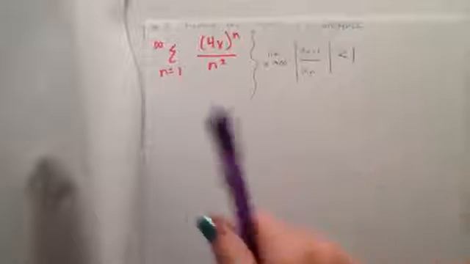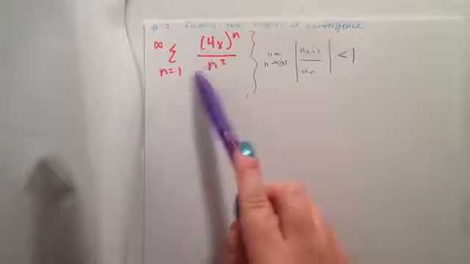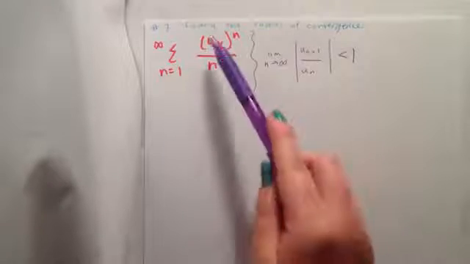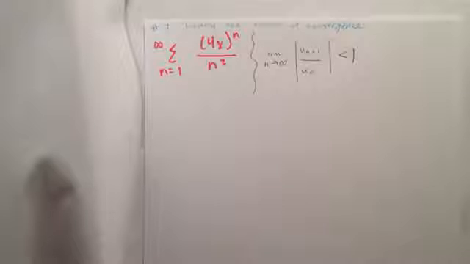Now, after learning all that information, we're finally ready to start working out some problems. We're going to find the radius of convergence of this series. We have the summation from 1 to infinity of 4x to the nth power over n squared. Now to do that, we're going to use the ratio test.